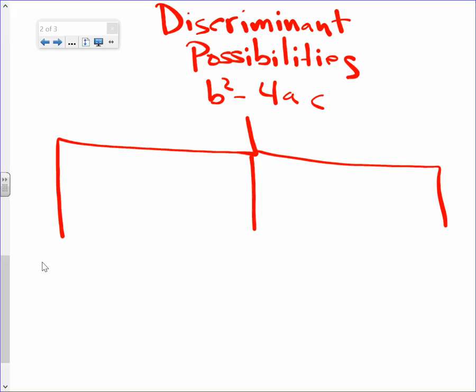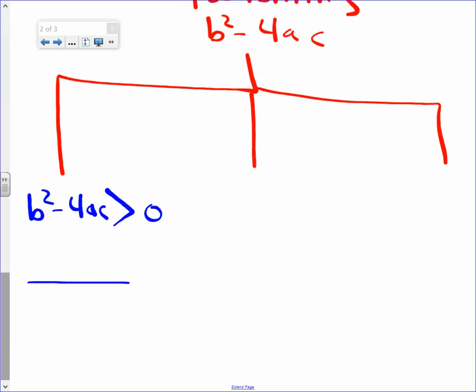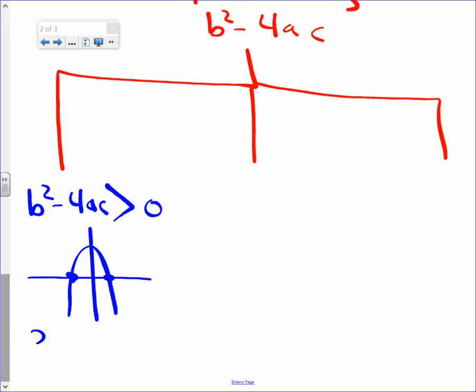B squared minus 4ac. Watch this now. This is the meat and gravy now. If I do b squared minus 4ac, and if it becomes a number greater than 0, then I'm dealing with 2 x-intercepts. Go ahead and write 2 x-intercepts.